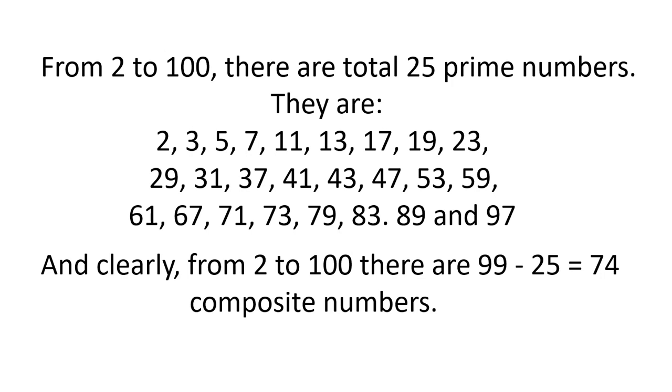This fact is very well known that there are 25 prime numbers up to number 100. So sometimes in a hurry, the mistake is made that 100 minus 25 is equal to 75 composite numbers. That is a wrong answer, because from 1 to 100 there are 74 composite numbers, not 75 composite numbers, because number 1 is not a prime number and it is not a composite number.